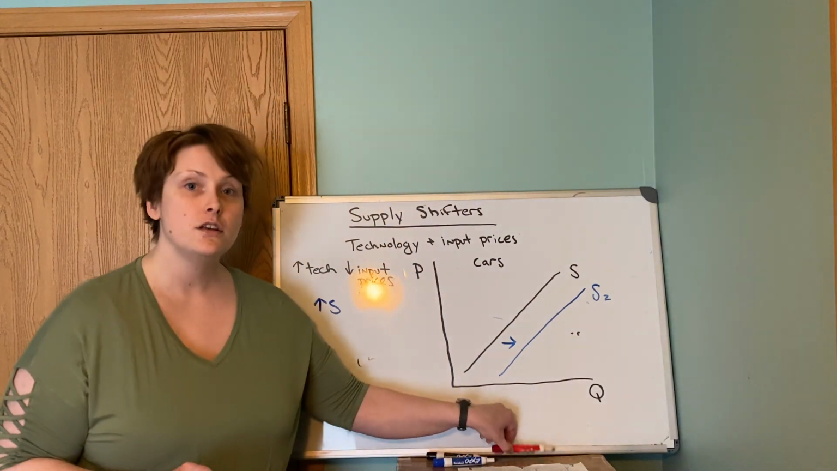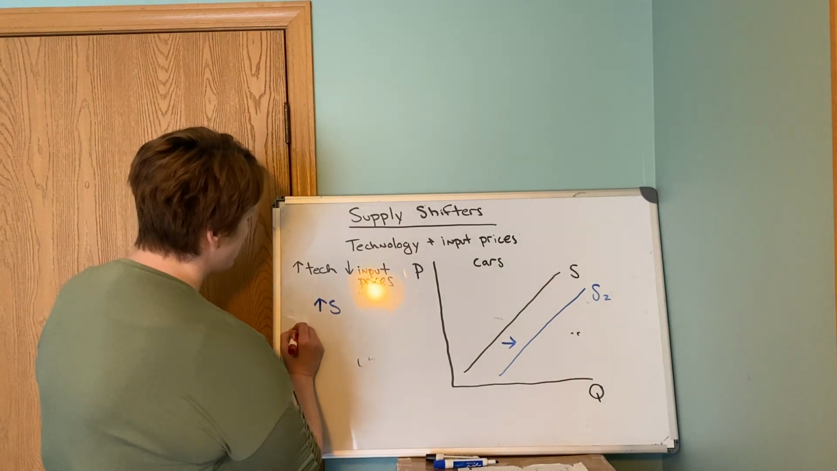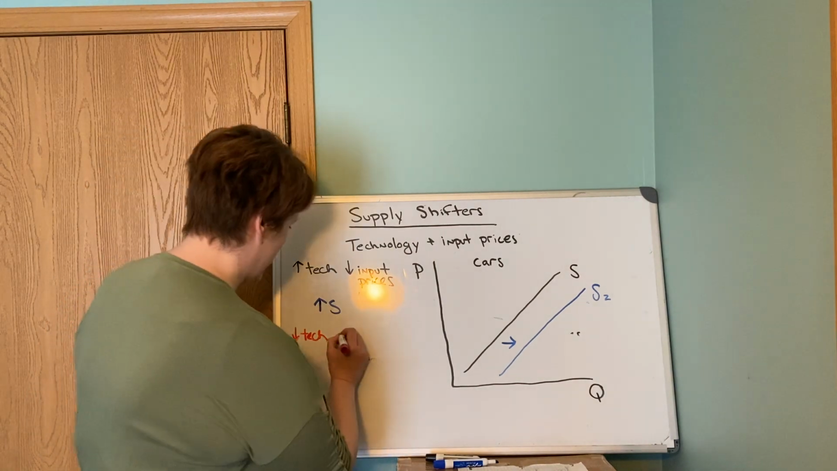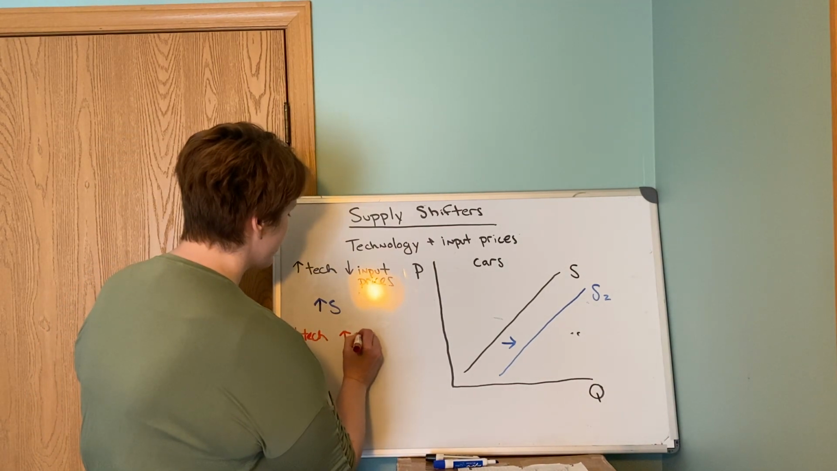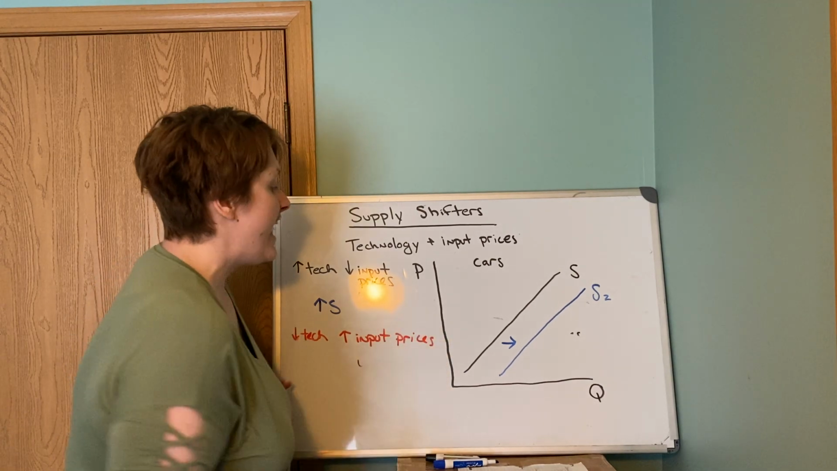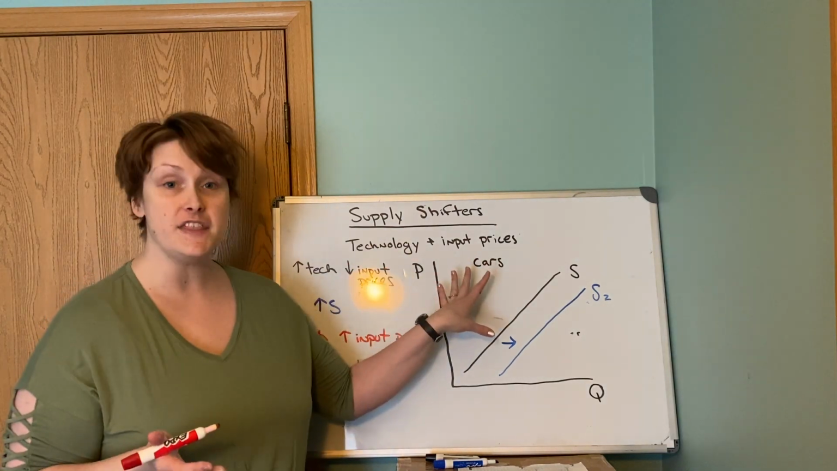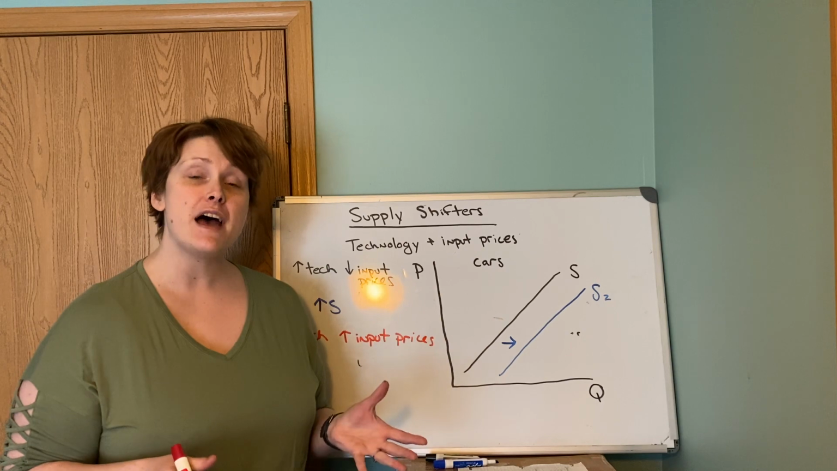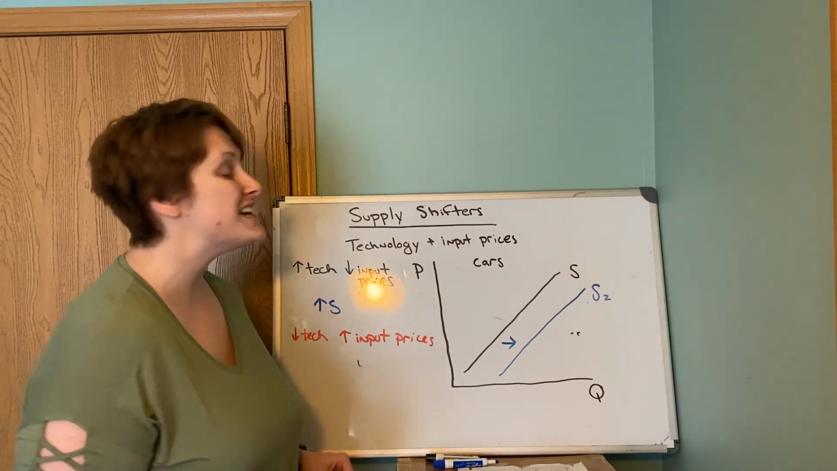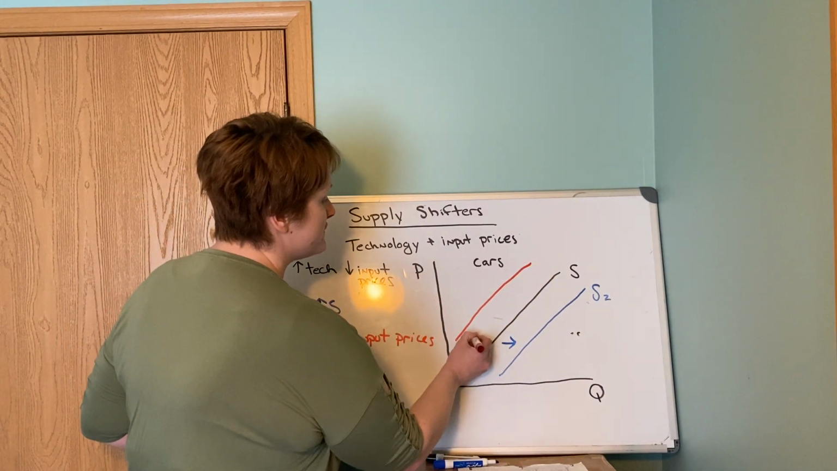If, on the other hand, we see a decrease in technology, so if something happens and we see a decrease in technology, this will lead to an increase in input prices. And an increase in input prices is going to drive up the cost of the entire market. So if production of cars just got more expensive, what we're going to see is a decrease in supply, and our curve will shift to the left.